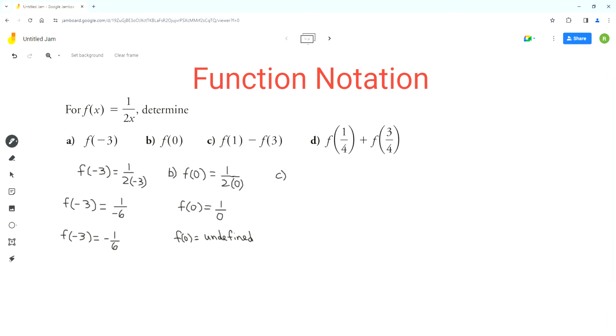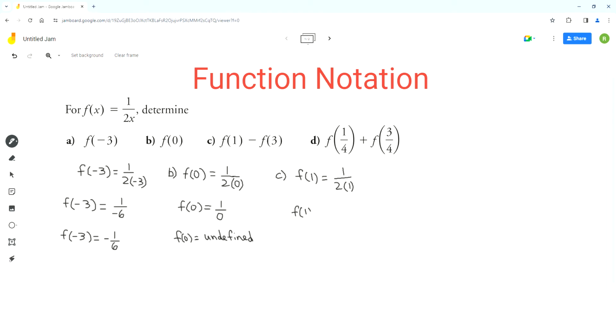So in part C, we have to find f at 1 minus f at 3. So the first step here is to find what f at 1 is, then we find what f at 3 is, and then we subtract those values. So for that, we'll use the given function. So let's start with f at 1. So f at 1 can be found by subbing in x as 1 on both the left and the right side of this given function.